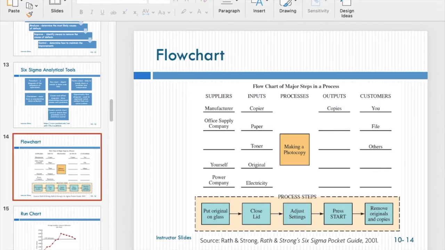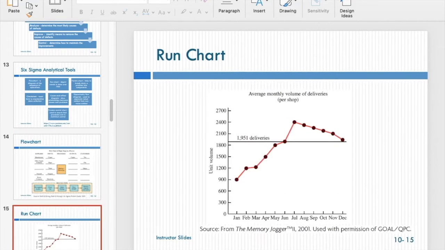It's not that relevant to the core idea of quality management, but at least it will record some important information related to quality management. You can use a flowchart in your quality management as a setup, basically. All right. Now let's move to the run chart.